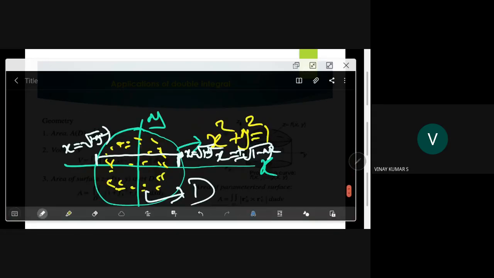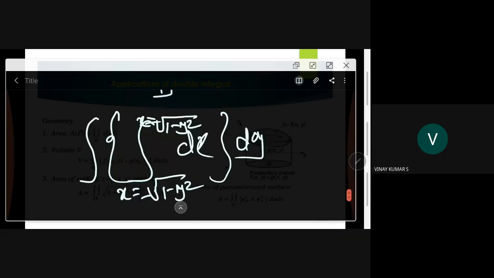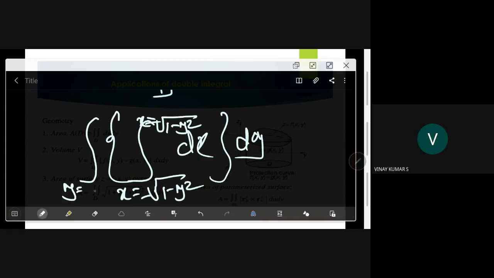Now what are the limits for y? Your limits for y are from here to here. Why? You are moving this strip like this, covering the region by pushing this strip from y at this point to y at this point. What is y at this point? It is 0 comma minus 1, because it is a unit circle. This is 0 comma plus 1. So y goes from minus 1 to plus 1.